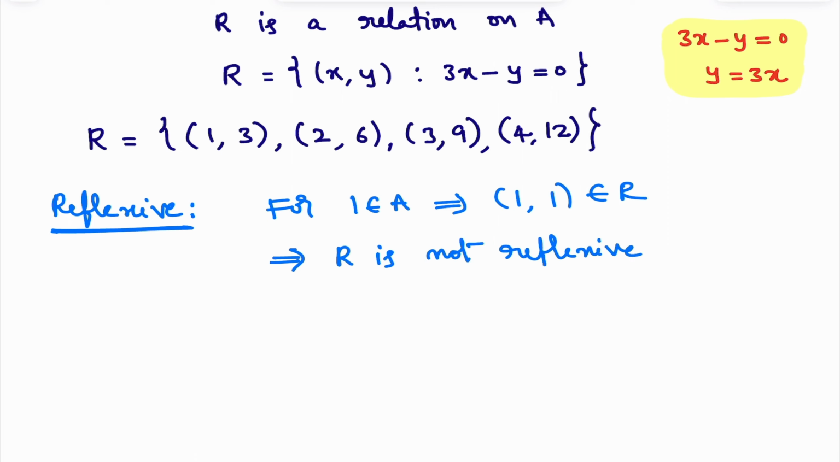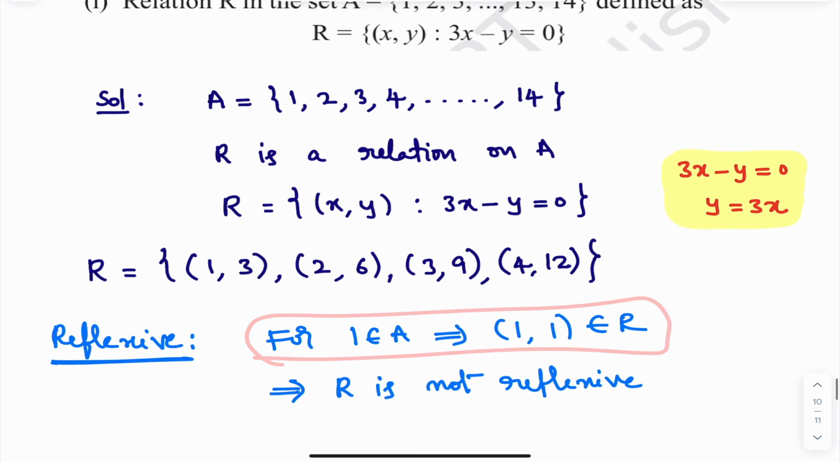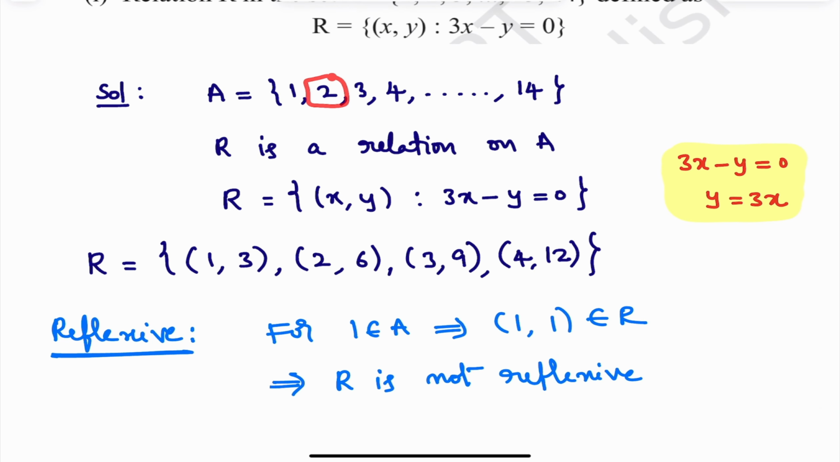In this particular example, it is not compulsory to write like this. You see, in this set 2 is there, and the ordered pair (2, 2) is also not there. So you can write like this also: 2 is in set A but (2, 2) does not belong to the relation. Here (1, 1) does not belong to the relation. For 2 belonging to set A, (2, 2) does not belong to the relation. Therefore, this relation is not reflexive. Like that also you can write.